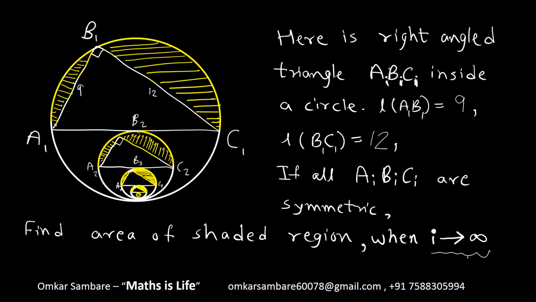That this AiBiCi, this i is tending towards infinity, means there is a circle inside that triangle. Again here is the next circle under that triangle, and again inside that circle there is a triangle. Again under that triangle inside the circle there is one more circle, and in that circle there is a triangle, and this pattern is continuing infinite times. Then we have to find the area of this shaded region for infinite circles inside itself. So we have to find this area, and here is the question of how we have to find this.